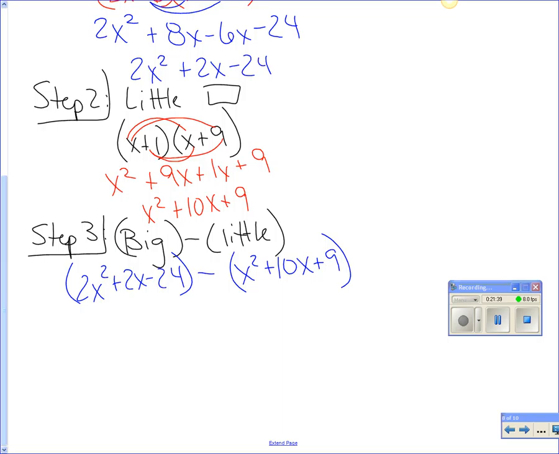All right, Blake, what do you have to do when there's a minus in front of parentheses? Changes. So this becomes a plus, x squared becomes negative, 10x becomes negative, and 9 becomes negative. All right, now we're ready to put them together. What is 2x squared and negative x squared? Very good, Ashley. 1x squared. Positive 2x and negative 10x. Negative 8x. And negative 24 and negative 9. Yeah, because they're both negative, so they go together.